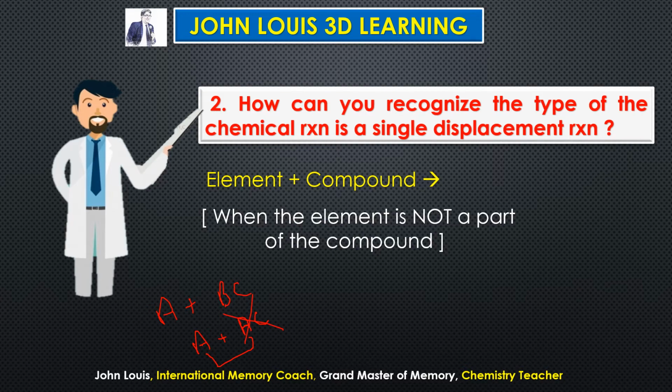But here one should be an element, the other one should be a compound. But what is the condition? The element should not be the same as either the positive ion or the negative ion. Or in common you can say the element should not be a part of the compound. Then it will undergo single displacement reaction. This is how we can recognize whether the reaction will be undergoing a single displacement or not.